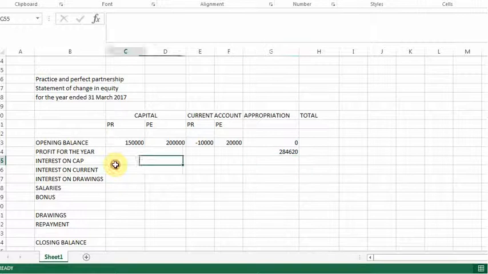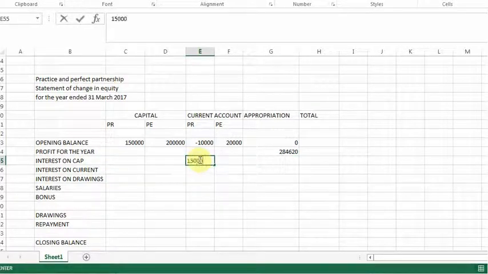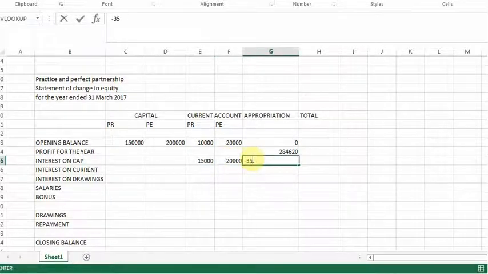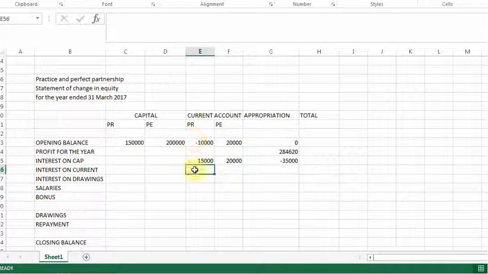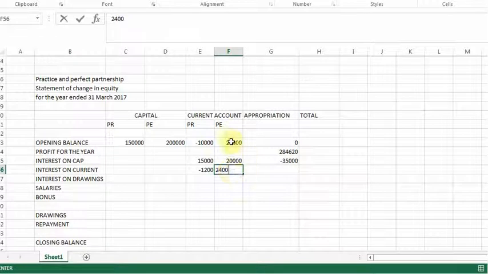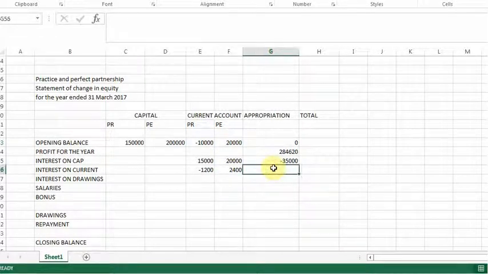Then I need to calculate the interest on capitals. So with regards to that, we said it was 15,000 and 20,000. For the partners, it's positive, but the business pays it. So to the business, it's a negative 35,000. The interest on current accounts, the balance was negative for practice, so it's minus 1,200 for him, but it was positive 2,400 for perfect because he had a positive balance. The total will then be that the business paid 2,400 but earned 1,200, which gives us minus 1,200 in appropriation.